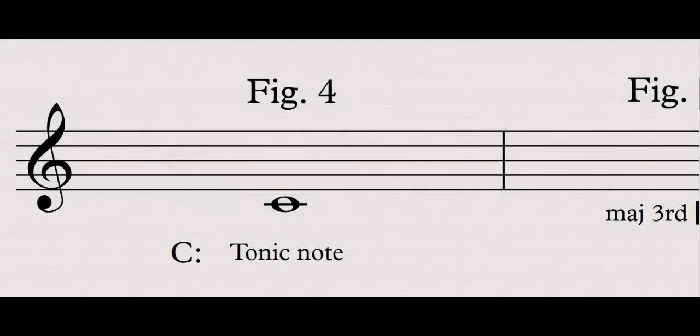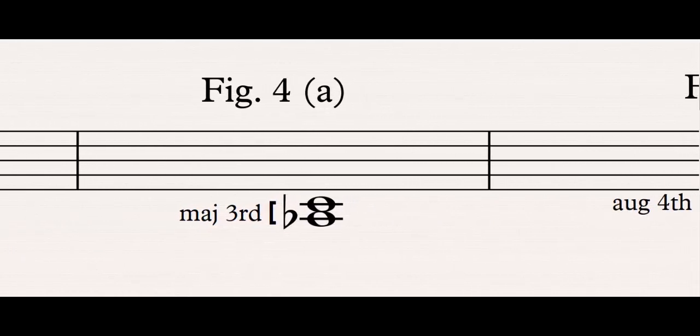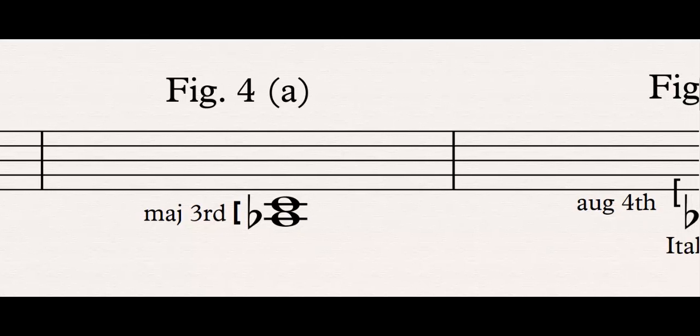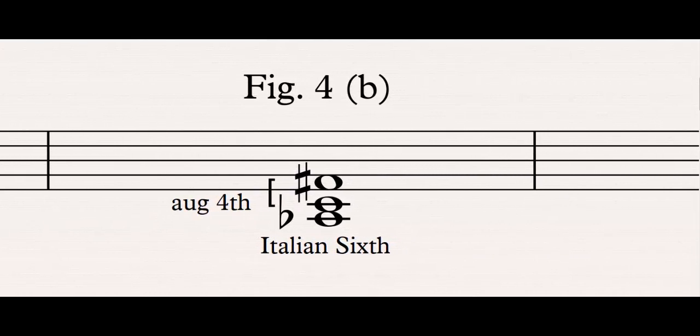Here is how we construct an Italian sixth chord based on C. First of all, place your tonic note on the stave. Secondly, add a note a major third below your tonic note. In this case, it will be A flat. Finally, to complete the chord, add an augmented fourth above the tonic note. In this case, it will be F sharp.